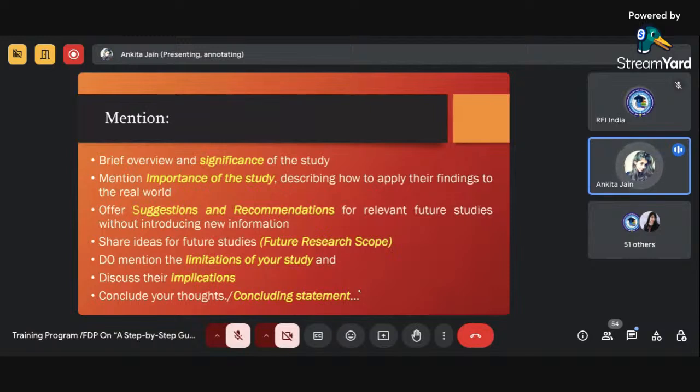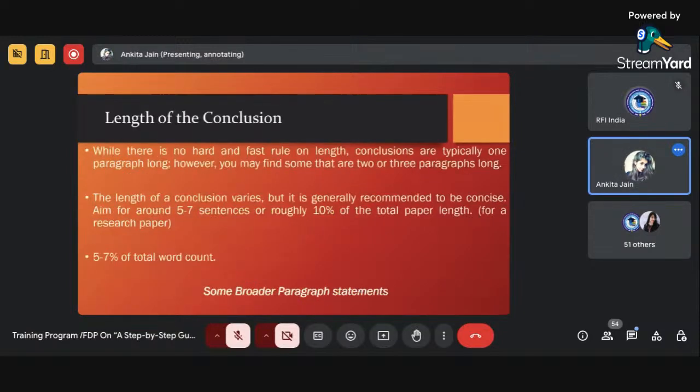And that should be very proper. It should be impressive. Now, the next question that comes to our mind is, what should be the length of the conclusion? While there is no hard and fast rule on the length of the conclusion, it should typically be one paragraph long. Sometimes you may want to add something, so two or three paragraphs long, not more than that.